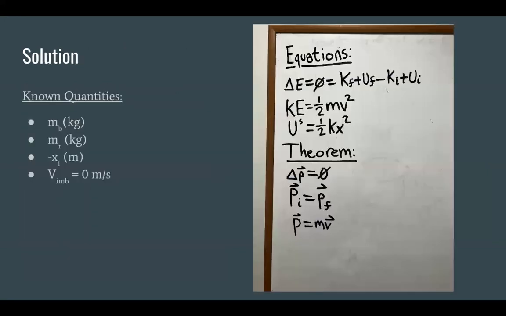So now for when we're solving the problem, we're going to start with some known quantities, starting with the mass of block B, which is in kilograms, as well as the mass of block R, which is also in kilograms. We also have that negative xi is the compression of the spring on the left, which is in meters, and that the initial velocity of block B is 0 meters per second because it's at rest. So the equations we used here are the kinetic energy equations, the spring potential energy equation, and some theorems of the conservation of momentum, as well as the conservation of energy theorems.